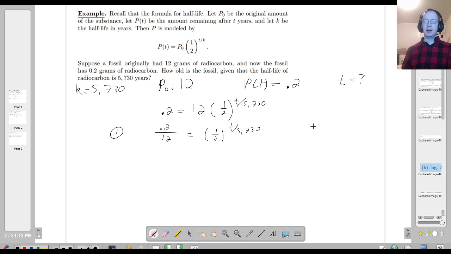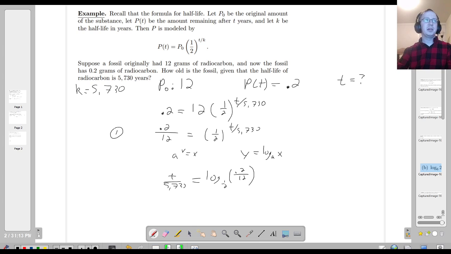I currently have the form a to the y equals x, and I'm supposed to rewrite it as y equals log base a of x. So a is 1/2, y is t over 5730, x is 0.2 over 12. If you're wondering why I haven't just gone ahead and simplified 0.2 over 12, it's because that would be a weird decimal, and I don't want to round anything until the end of the problem. So t over 5,730 equals log base 1/2 of 0.2 over 12. Great, so it's in logarithmic form.